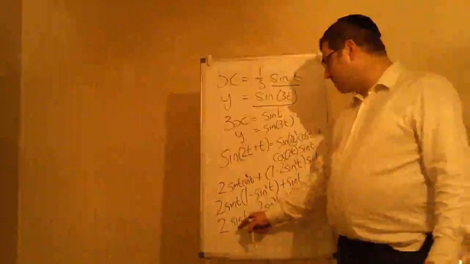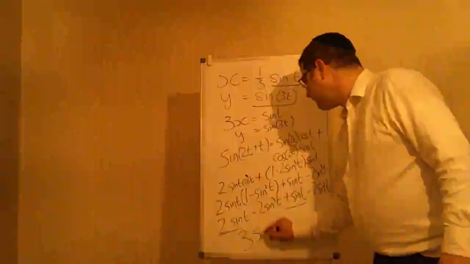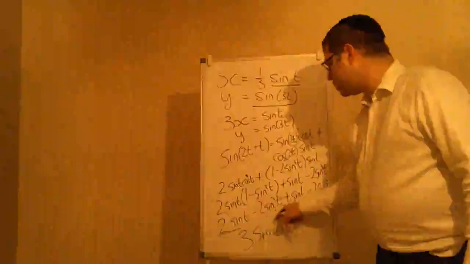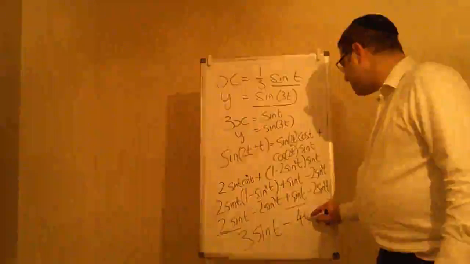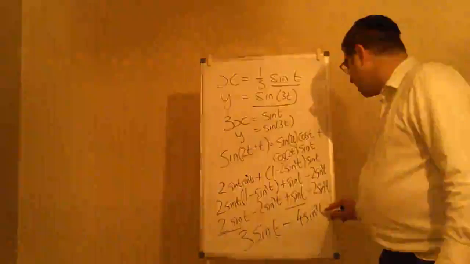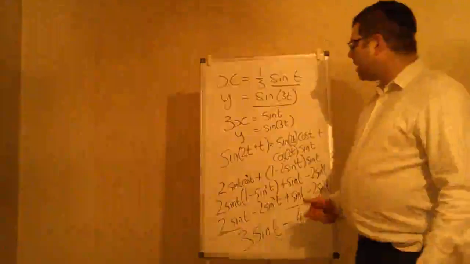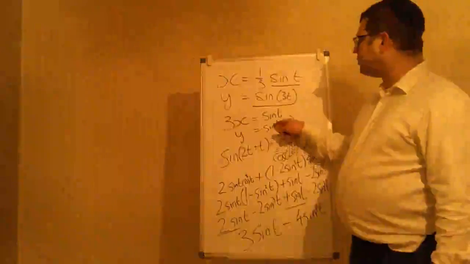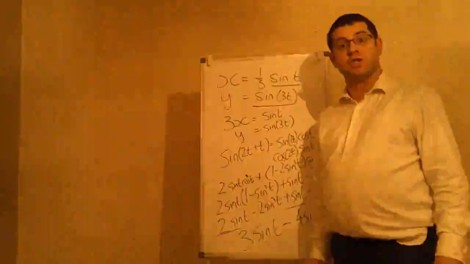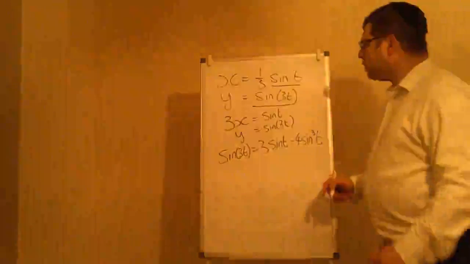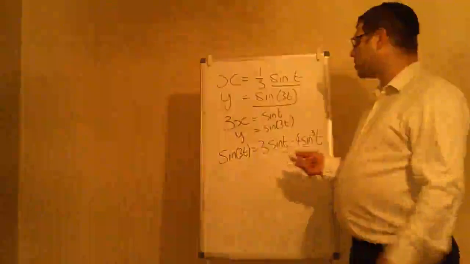Finally, collect like terms. 2 sine t and another sine t makes 3 sine t, minus 2 sine cubed minus another 2 sine cubed makes minus 4 sine cubed t. Notice we haven't finished the problem. We've just spent a reasonably long time deriving a formula that converts sine 3t in terms of sine t. We're now going to use this formula and finish off the actual question. So, we've now derived that sine 3t is 3 sine t minus 4 sine cubed t. We can finish the problem off.